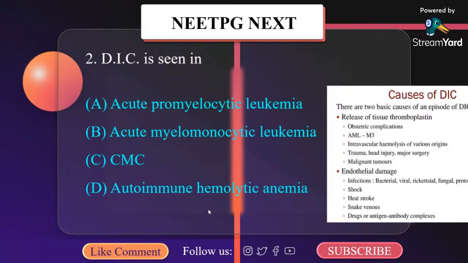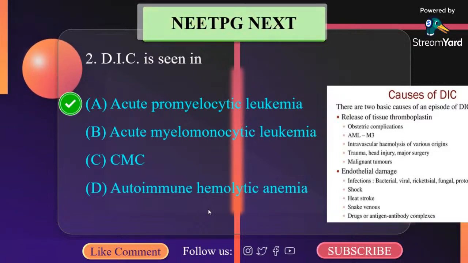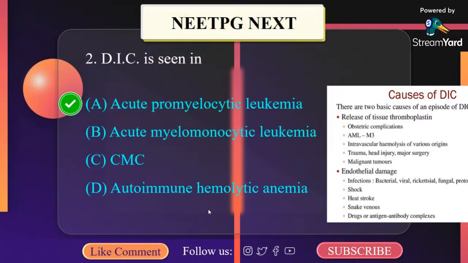The four options are A. Acute promyelocytic leukemia, B. Acute myelomonocytic leukemia, C. CML, and D. Autoimmune hemolytic anemia. It is acute promyelocytic leukemia, that is AML M3. Let us move on to the next question.